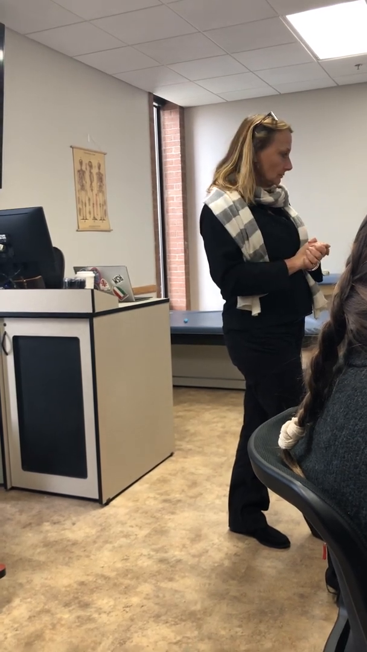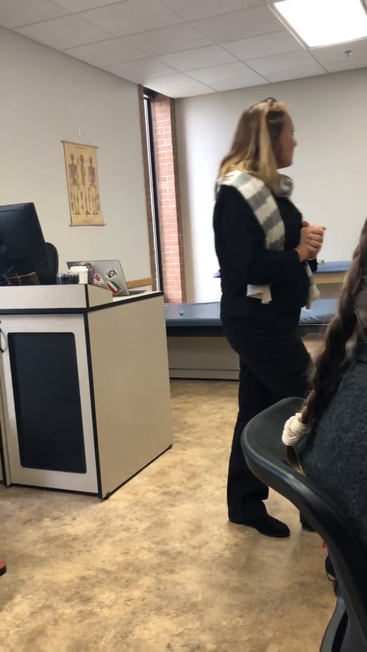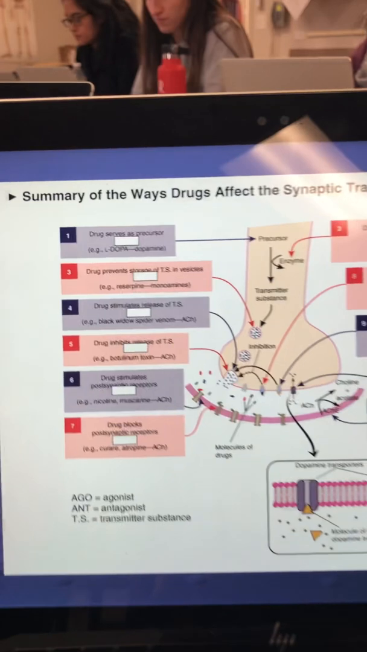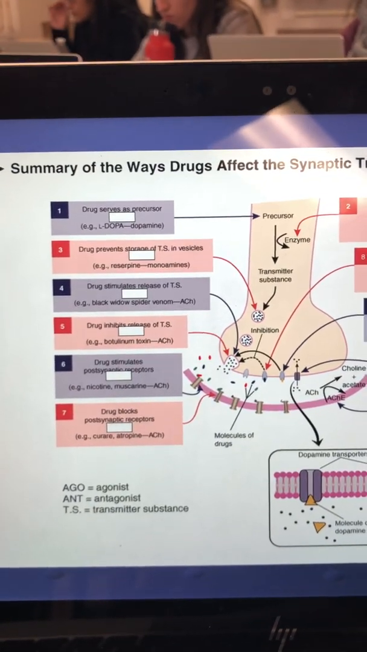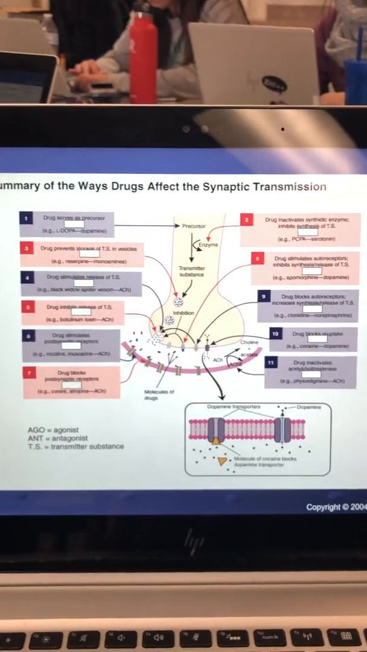So it's not blocking it, it stimulates it. There's a big difference between blocking and activating. I think 7 is the drug blocks it. Yeah, and this one activates it. If I had made this overhead, I would have said activates, not stimulates, but that's what it is.